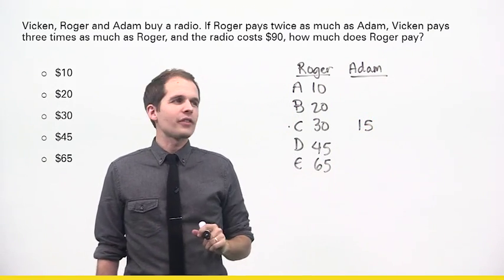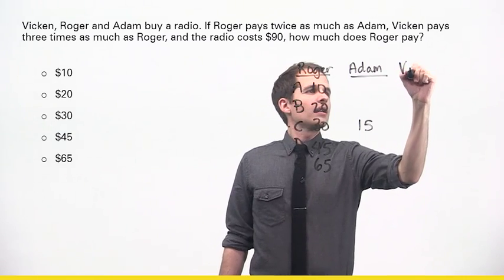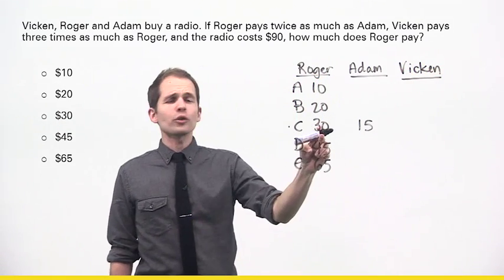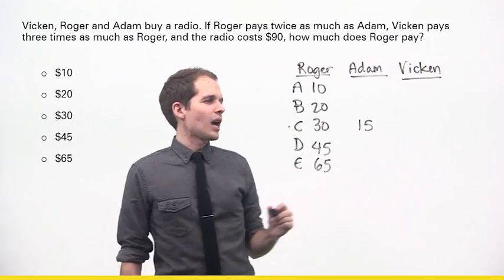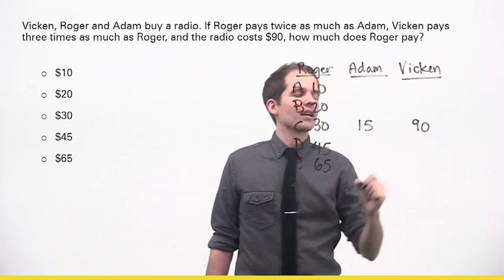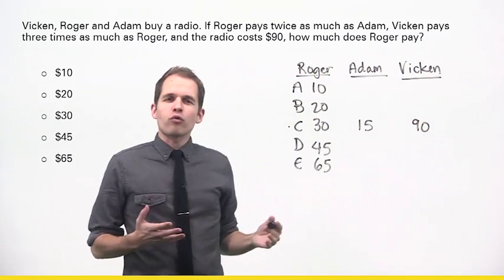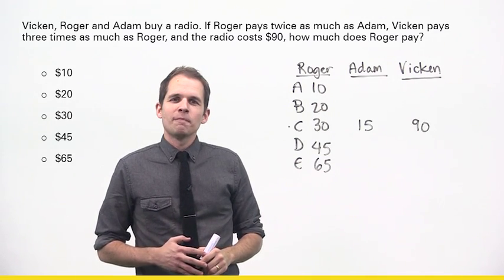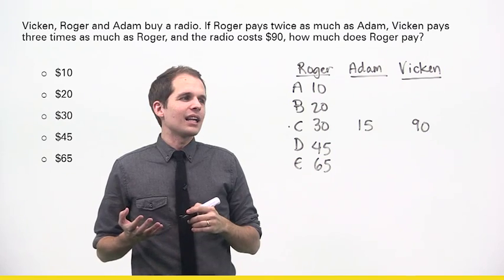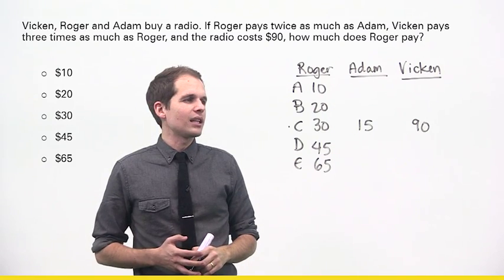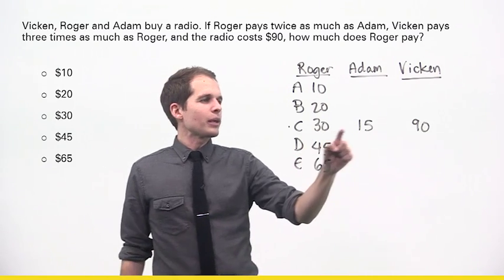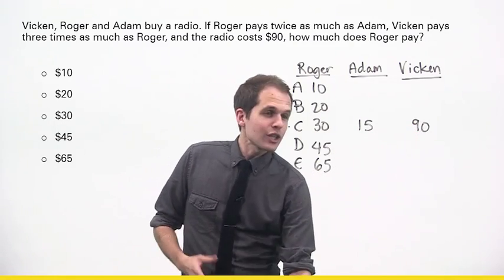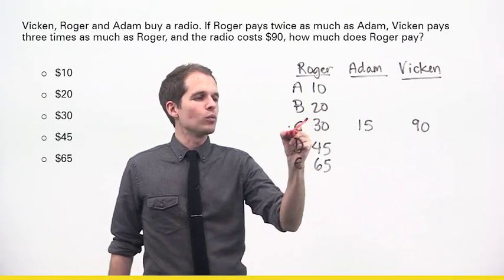And then what can I know after that? It says Vicken pays 3 times as much as Roger. So Roger pays 30, Vicken pays 3 times as much, Vicken is paying 90. Okay, and now I've kind of run out of steps. So how can I tell whether answer choice C is correct? Well, it says that the total cost of the radio is $90. So is 30 plus 15 plus 90 going to equal 90? Of course not. It actually equals 135, which is too much.